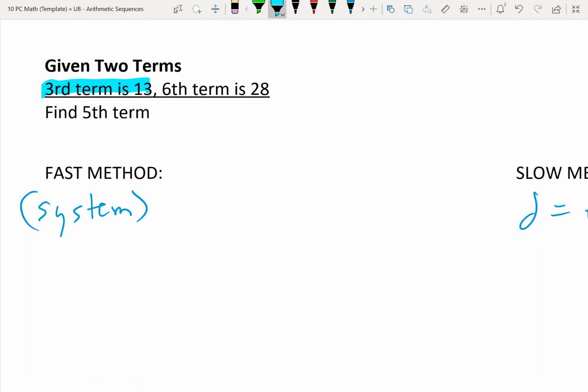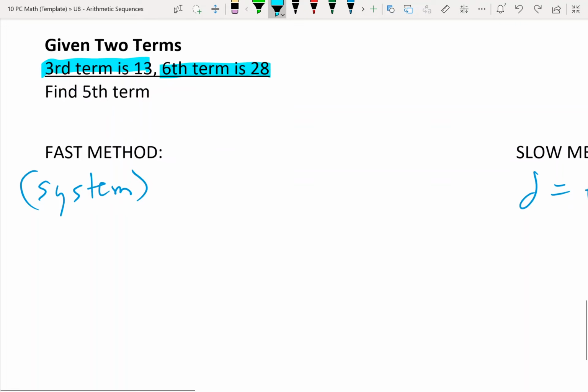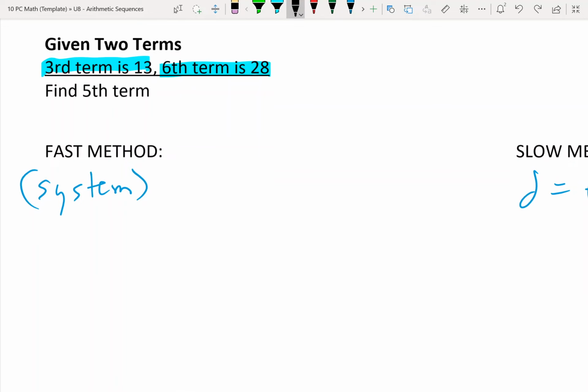Last one is they're going to give you two terms. So the third term is 13, the sixth term is 28, and we want to find the fifth term. The easiest method is to write formulas. Okay, I'm going to use the Tn formula. So Tn equals a plus d n minus 1. Sub in the information for this. Okay, so the third term, so we got 13 is, I don't know what a is, I don't know what d is, but I know the third term, so it's going to be 2. So it's basically 2d. Okay, that's all I can do.